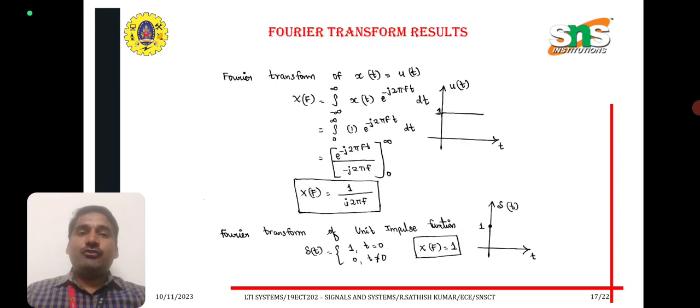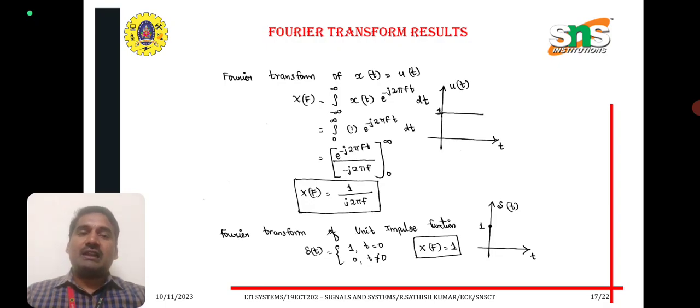Next one, find the Fourier transform of x of t is equal to u of t. X of f is equal to the integral from minus infinity to plus infinity of x of t into e power minus j 2 pi f t dt. U of t is 1 for t greater than or equal to 0. That's why we apply the limits from 0 to infinity. We can get the answer as x of f is equal to 1 divided by j 2 pi f.